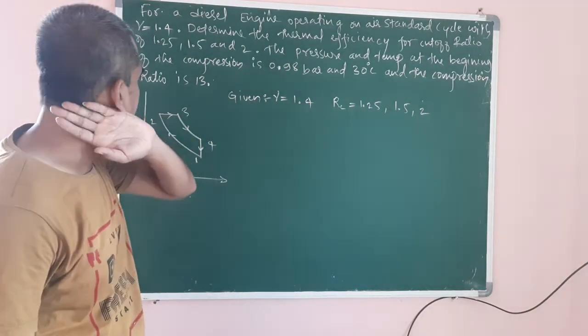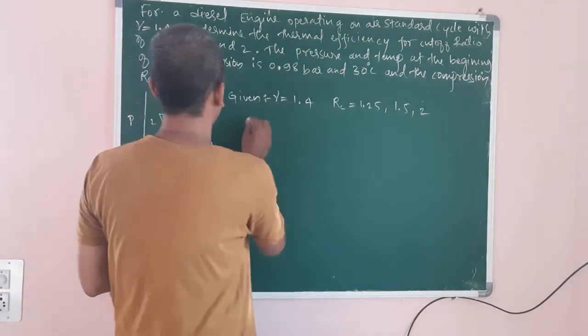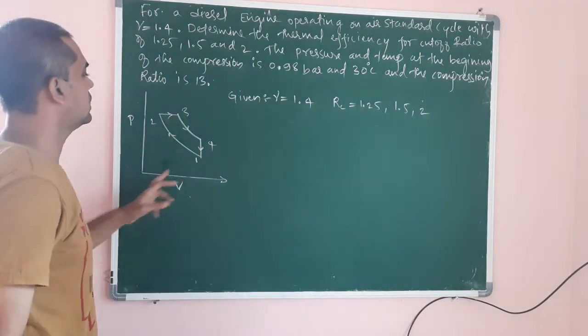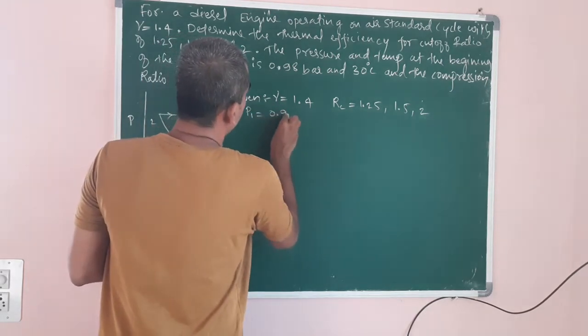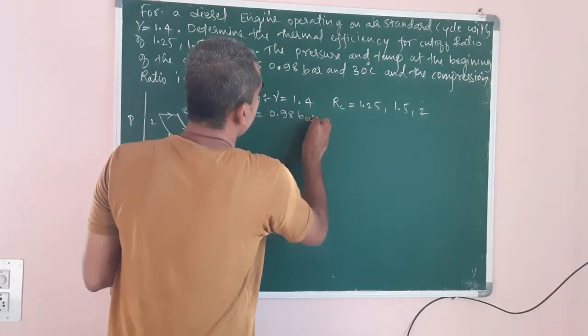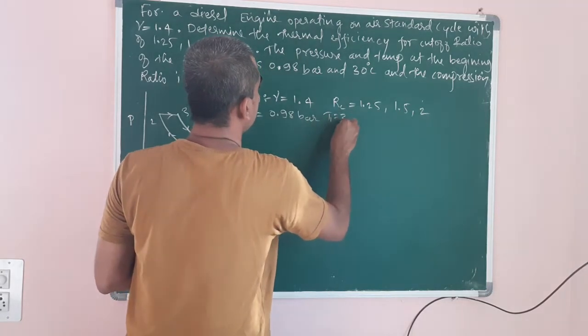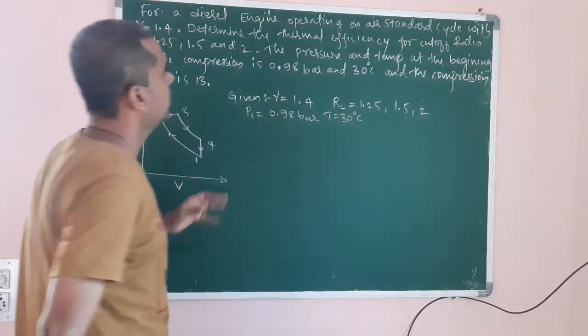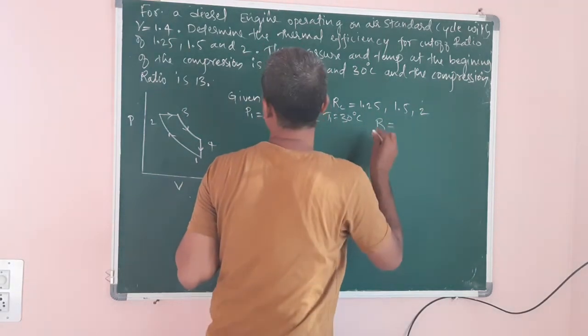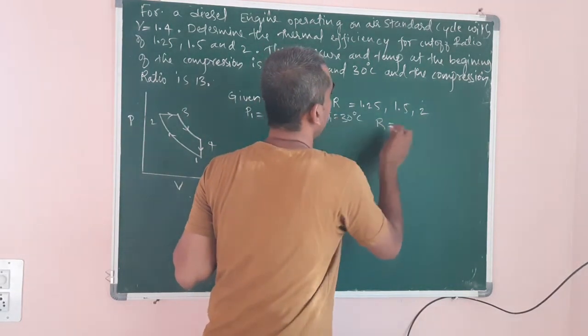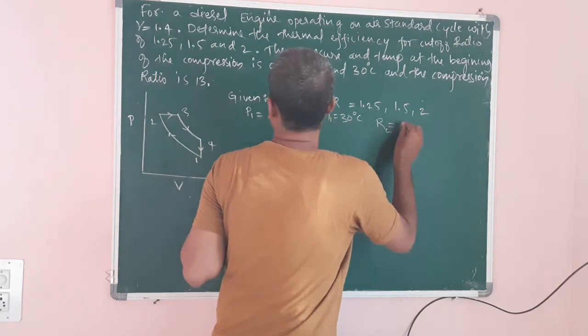Also given is the pressure at the beginning of the compression, which is P1 equal to 0.98 bar, and T1 equal to 30 degrees Celsius. The compression ratio r is equal to 13.